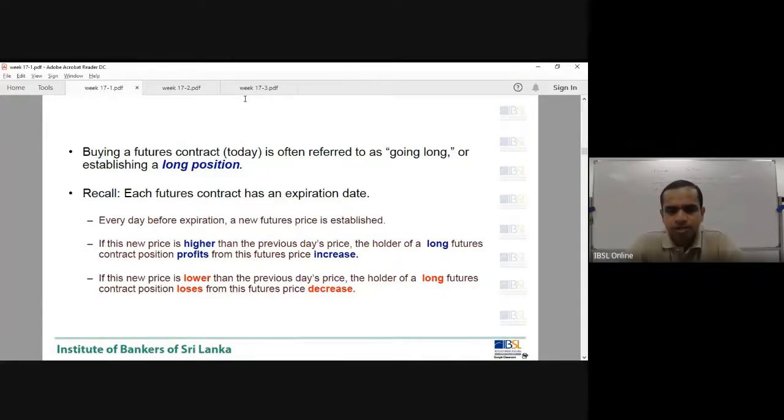Each futures contract has an expiry date. Every day before expiry, a new futures price is established. If this new price is higher than the previous day's price, the holder of a long futures contract profits. Right? So if you buy and the price goes up, you will gain.